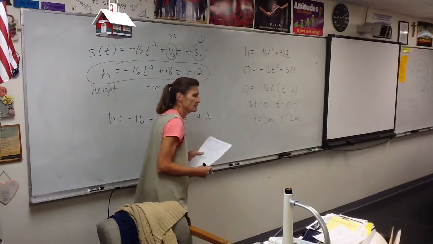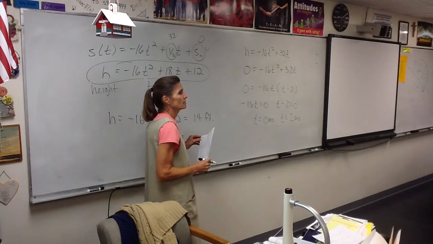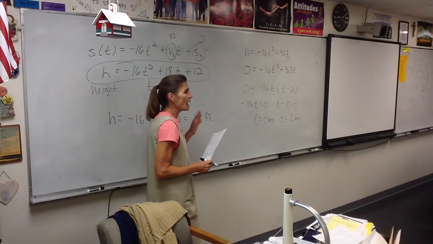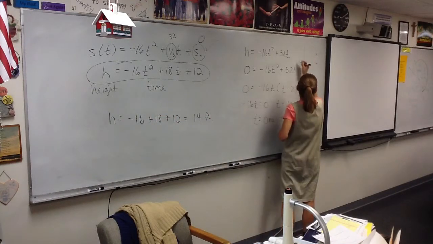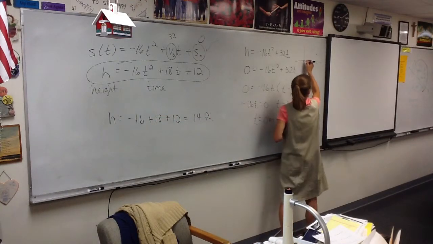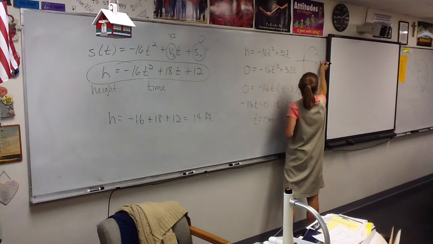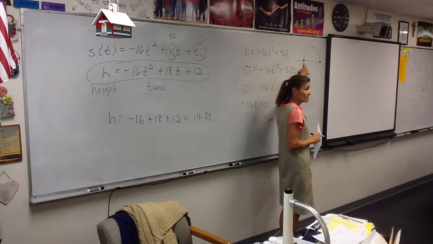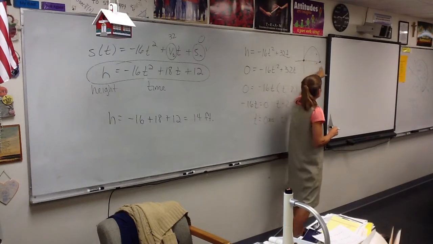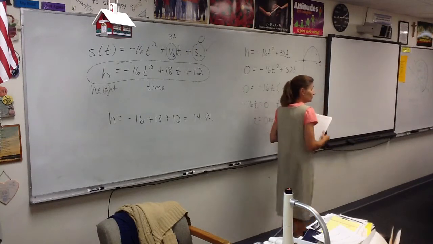Now wait a second. Does that make sense? Think about what happened in the problem. In this problem, it's on the ground. It started on the ground, we threw it up, and it came back down to the ground, right? Does it make sense that one of your answers was 0? Yeah. That's where it started. And then this one is 2.